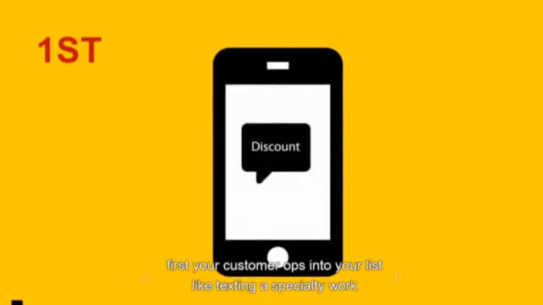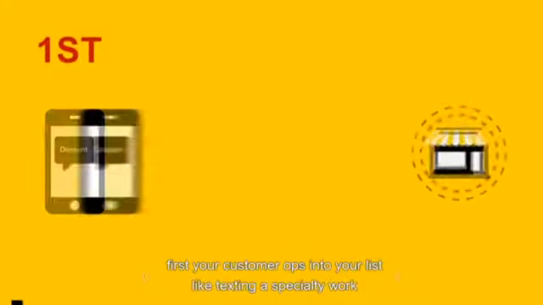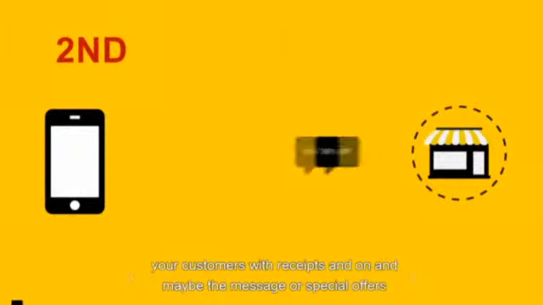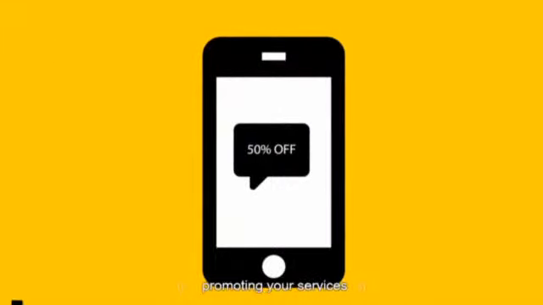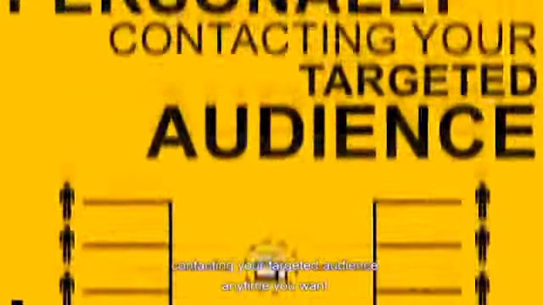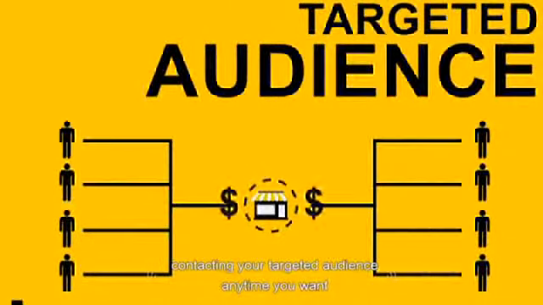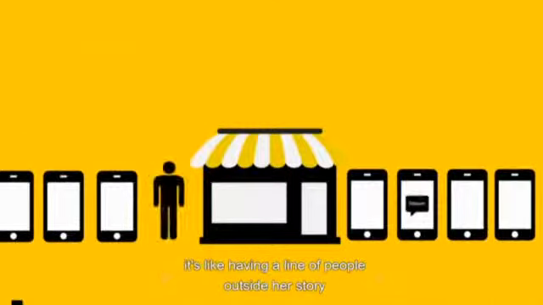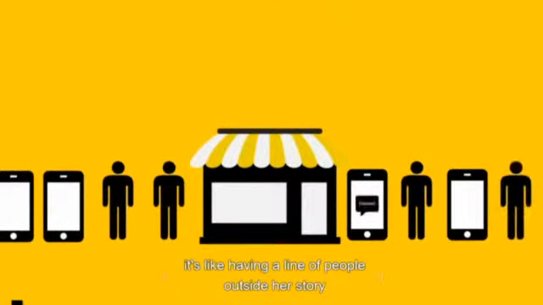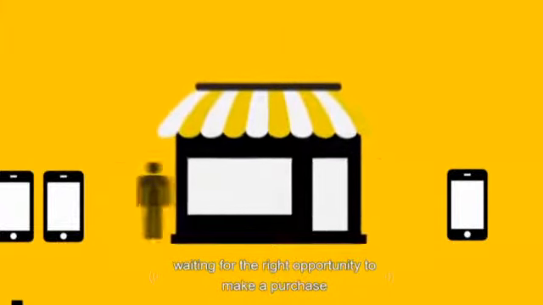So how does it work? First, your customer opts into your list by texting a special keyword. Second, your customer then receives an automated message or special offer promoting your services. But it doesn't stop there, because now you have a means of personally contacting your targeted audience anytime you want to inform them of great new deals and special offers. It's like having a line of people outside your store just waiting for the right opportunity to make a purchase.